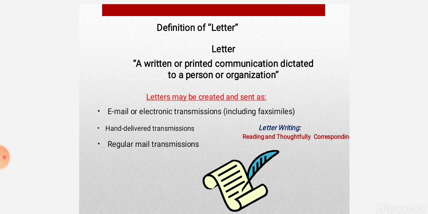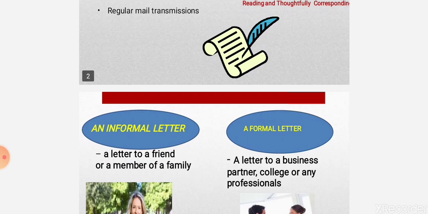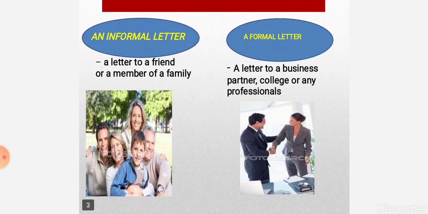So, students, as you know, there are two types of letters: informal letter and formal letter. An informal letter is a letter to a friend or a member of the family. And a letter to a business partner, school, college, management or any professional is a formal letter.